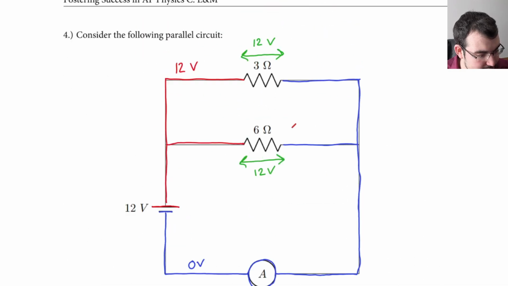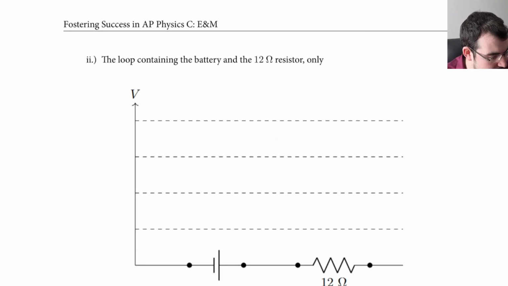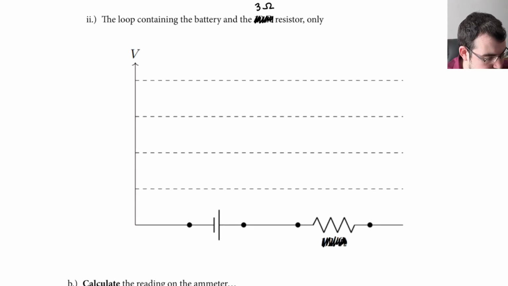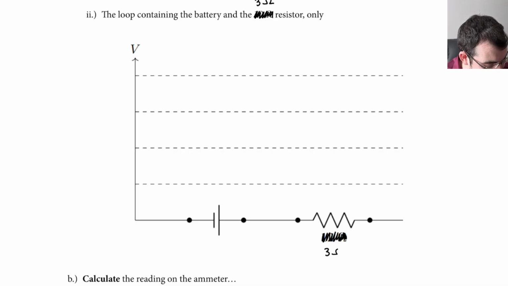Interesting. We will say this is the 3 ohm resistor. I don't know where that came from. This is the 3 ohm resistor. We'll have to send that to the editor, which is me, by the way.